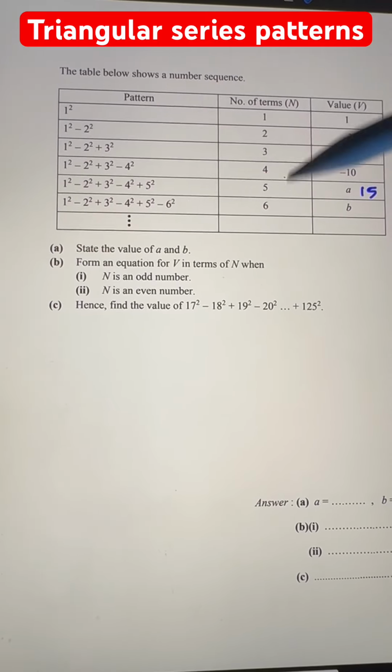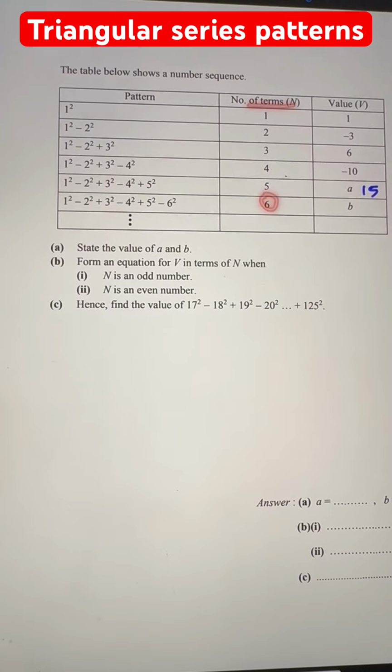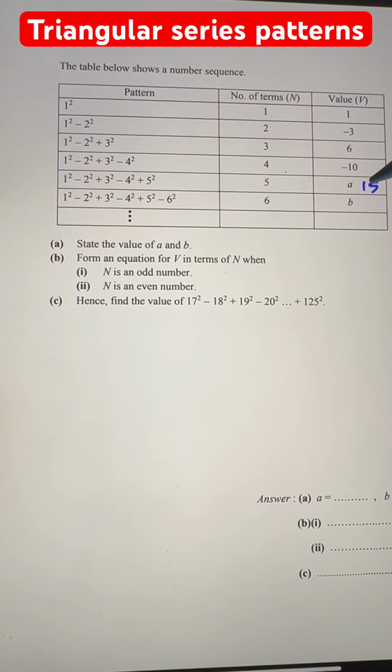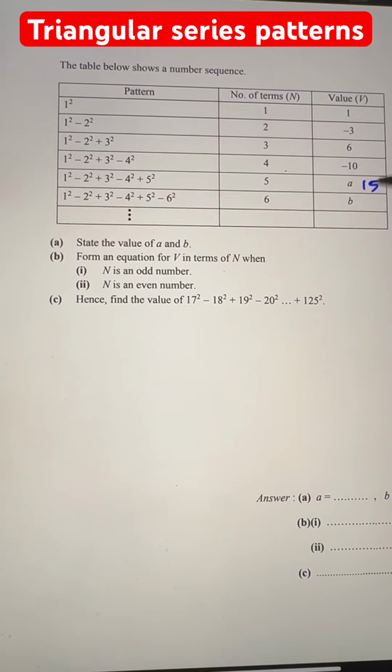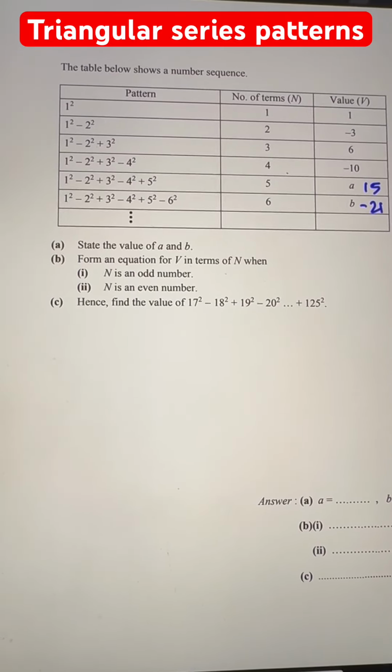What about B? Since this is an even number of terms, this will be a negative number, and over here, 6 triangular number is 21. So negative of 21, that is B.